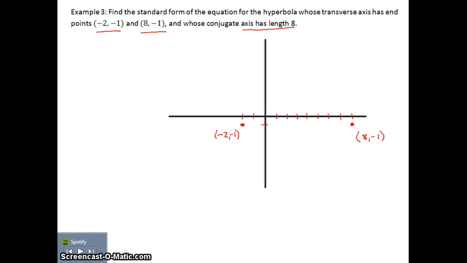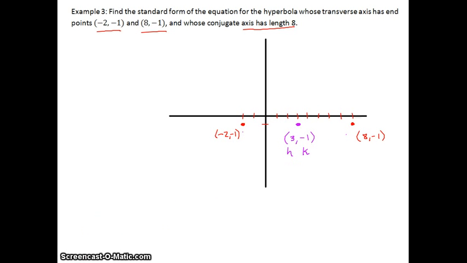Okay, so I'm going to go ahead and just get started with the transverse axis endpoints, which represent the vertices of our hyperbola. This tells me that my transverse axis here is parallel to my x-axis. That means that I'm going to be dealing with x squared over a squared. Let's figure out what the center of this hyperbola is. We know that the distance from -2 to 8 is 10, so that means I need to go a distance of 5 to find my very center. This means that my (h, k) value is (3, -1).